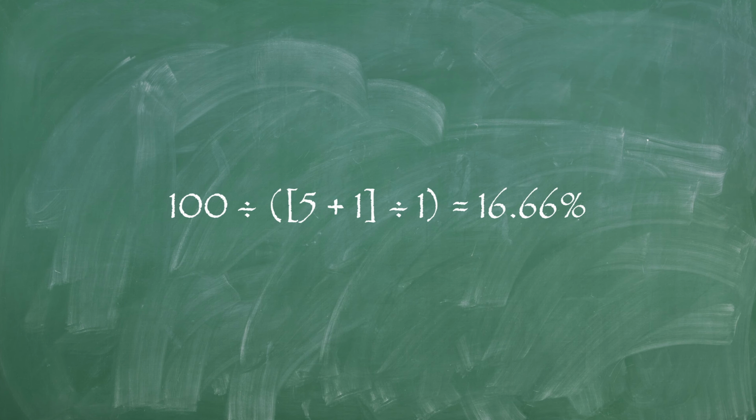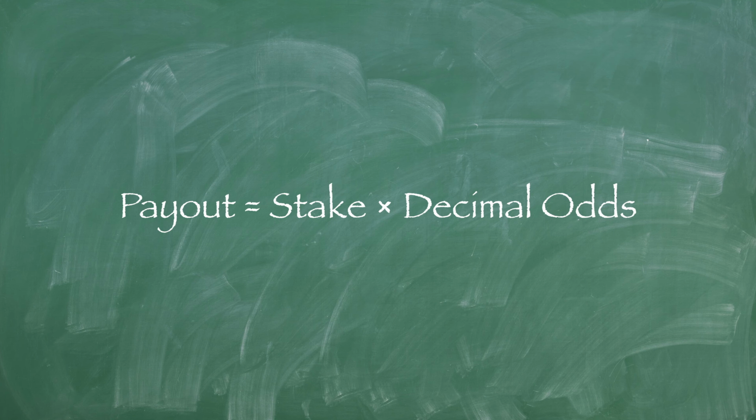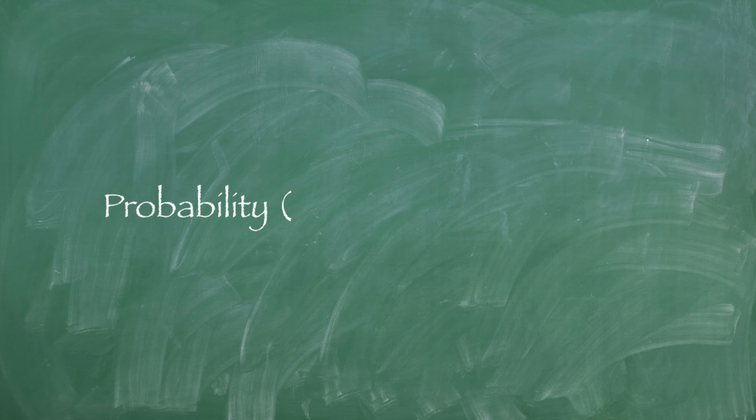Decimal odds represent the amount of money that you'll win for every pound that you stake. For example, odds of 6.00 show that for every pound that you stake, you'll get a total of £6 if you win. Your payout equation would look like this, and the probability of you winning a placed bet can be calculated using this formula. The probability of a win stands at 100 over 6.00 equaling 16.66%. Hopefully you're still with me because we still have American odds to do.